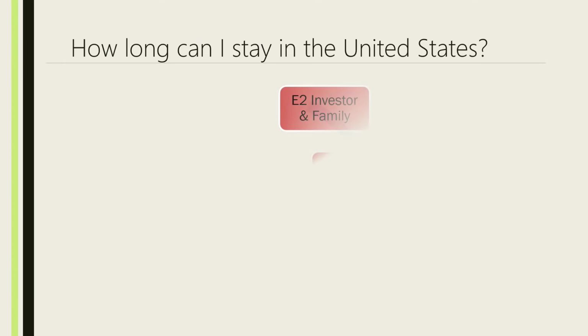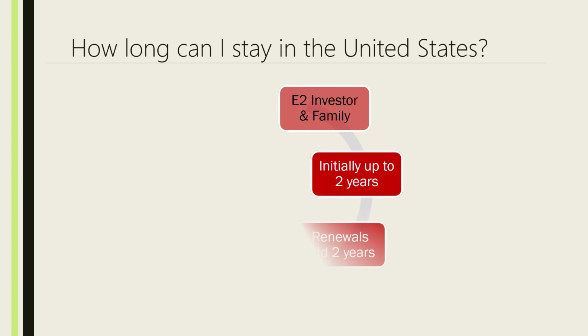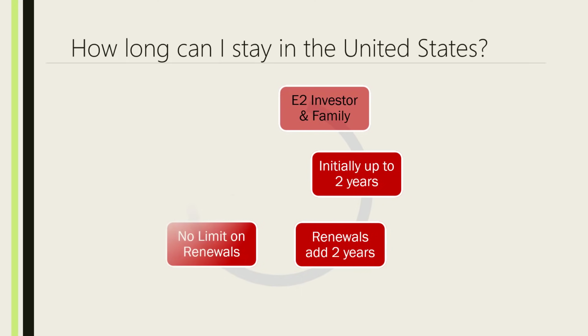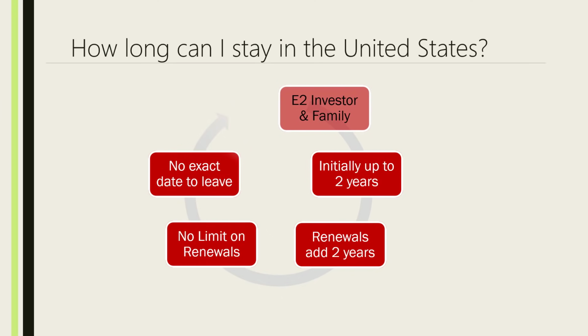With an E-2 visa, the investor and their family are allowed to stay in the U.S. for up to 2 years. The visa can then be renewed for up to an additional 2 years. The key provision here is that there's no limit on renewals, which means there's no fixed or exact end time an investor can remain in the United States.